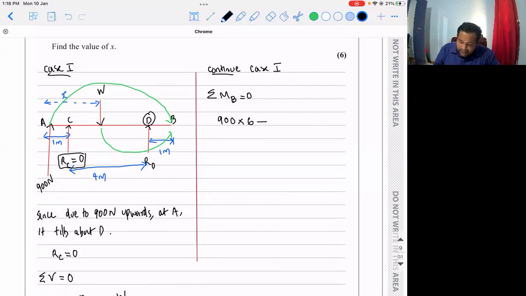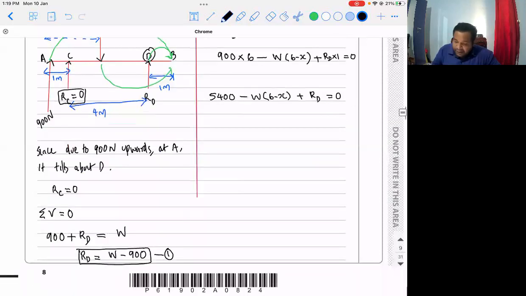This is X, therefore altogether 6, that means it is 6 minus X, right? So W times 6 minus X, then this RD times 1 is clockwise. So RD times 1 is equal to 0. So if you are simplifying, 900 times 6 is 5,400 minus W times 6 minus X plus RD is equal to 0. And we already calculated RD in terms of W, correct? So if you are substituting that, what happens?